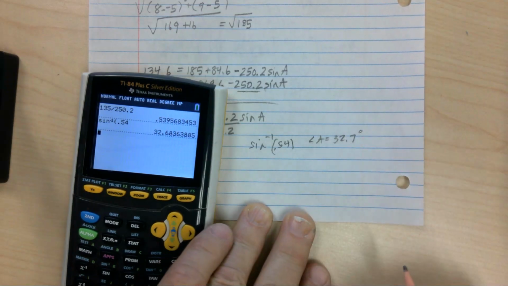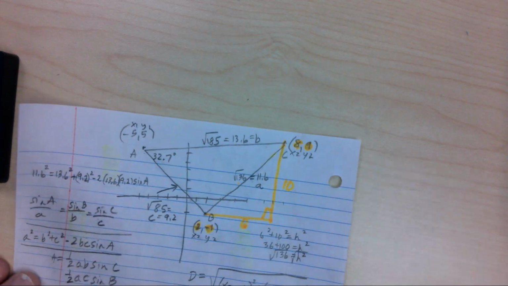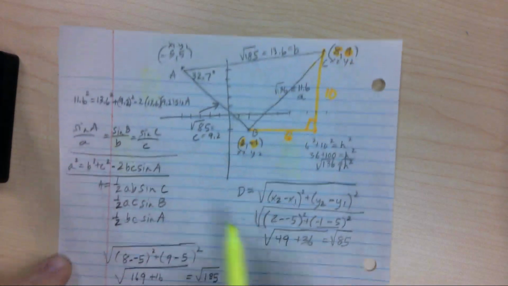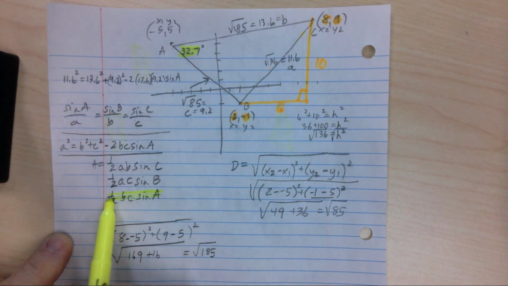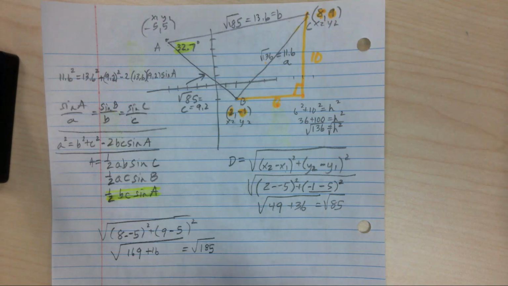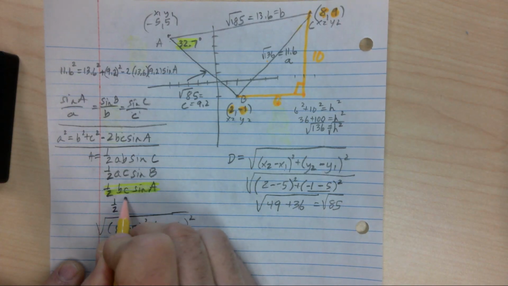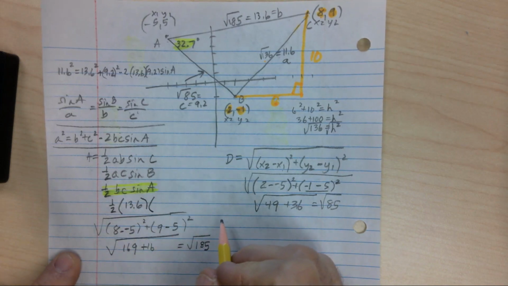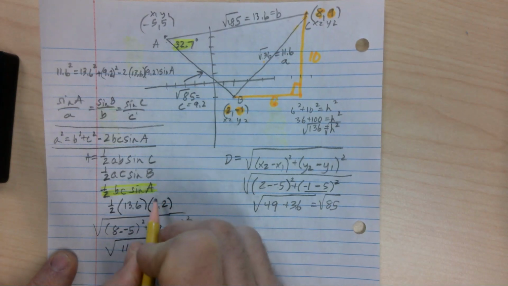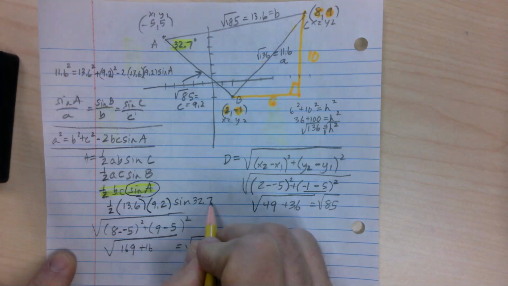Now it sure would be nice if that's all they wanted, but I can go to my drawing and go, aha, that's 32.7 degrees. Now here's the good news. To find the area, I've got 3 formulas. Now notice, I found angle A, so that means I'm going to use this formula to find the area. And I never had to use the law of sines, so we're going to plug things in where they belong. 1/2 B, which is 13.6, times C, 9.2, times sine of 32.7 degrees.